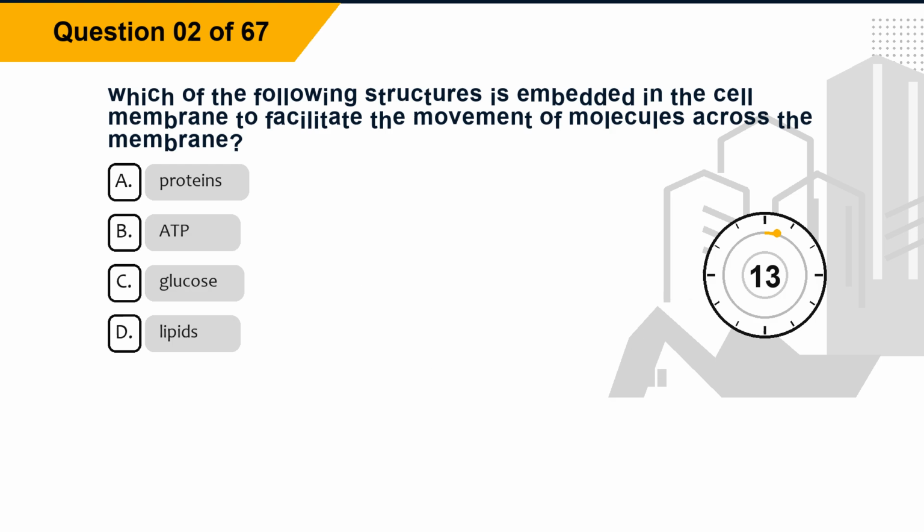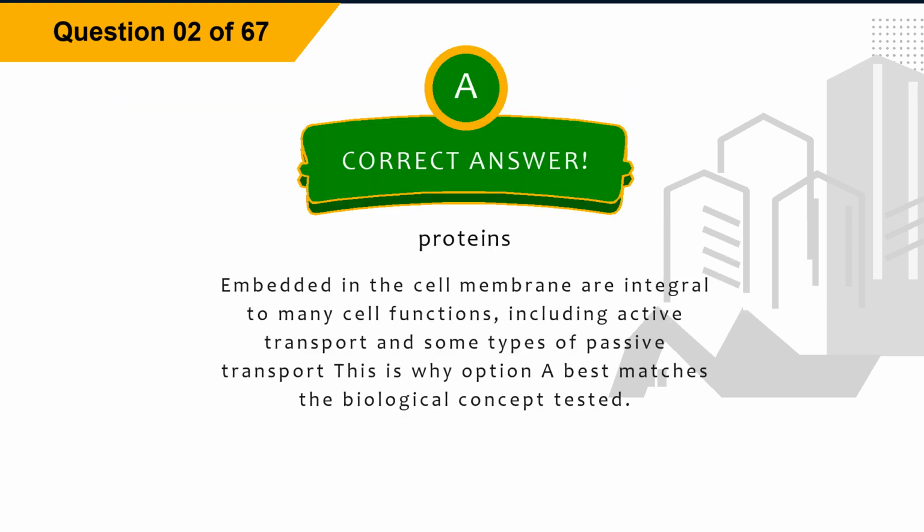Question 2. Which of the following structures is embedded in the cell membrane to facilitate the movement of molecules across the membrane? Option A, proteins. Option B, ATP. Option C, glucose. Option D, lipids. The correct answer is option A, proteins.